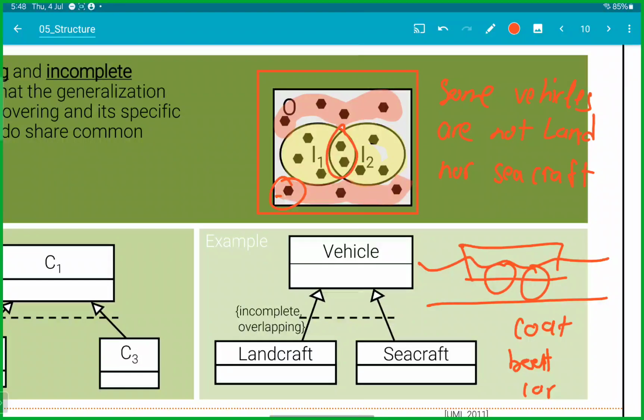And the members that belong on the outside, perhaps here and here, are planes. Planes are still vehicles, but they do not belong to the subclass of land crafts or sea crafts. Therefore, we call this incomplete. Incomplete means not every member belongs to any of the subclasses. Not all members belong to a subclass. That is the real definition of it.